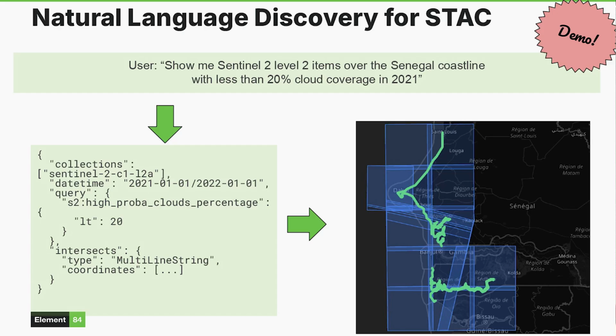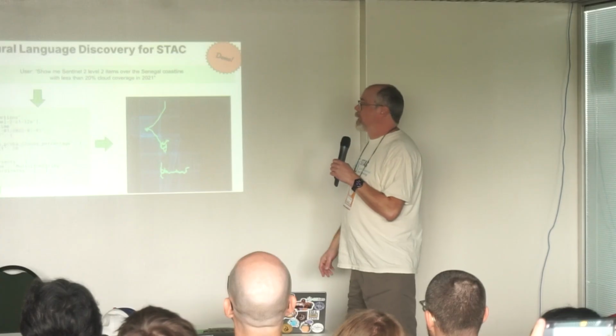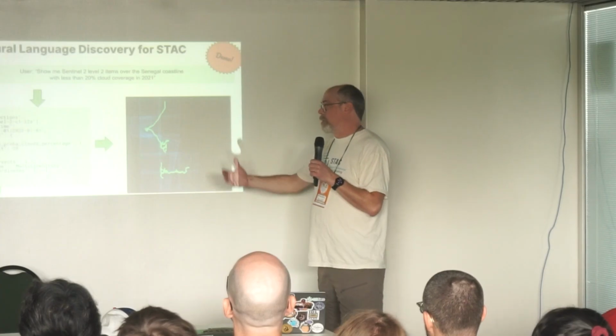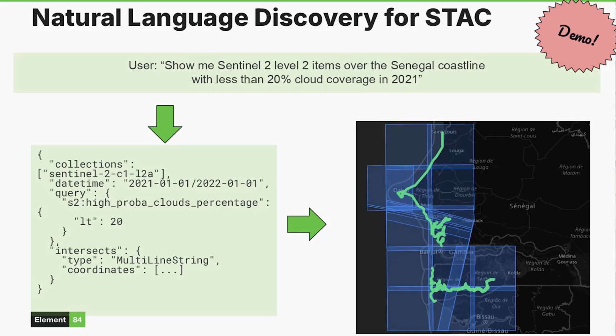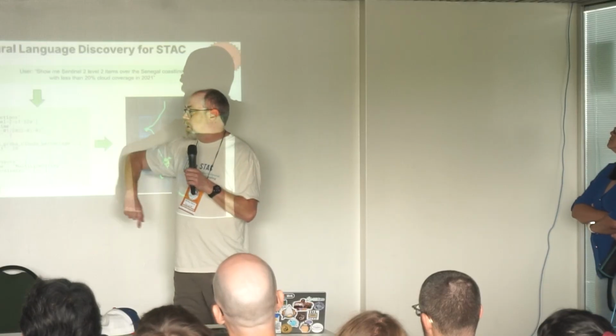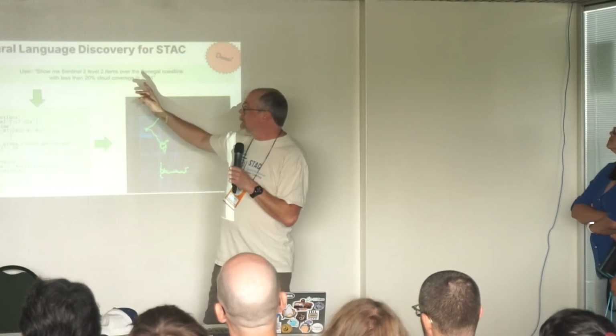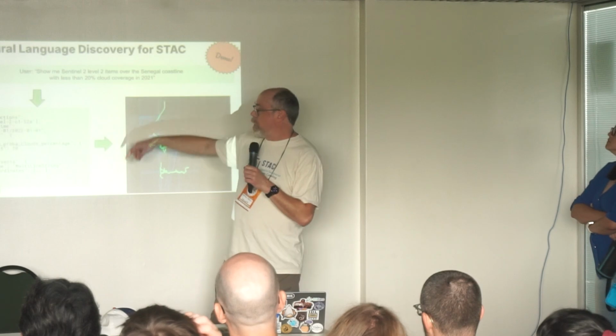In this case, it's show me Sentinel-2 data over the Senegal coastline with low cloud coverage. So it's getting the coastline, and then it's actually creating the STAC query. It figures out the STAC collection. It gets the date time for 2021, and now we can post that directly into the STAC API in order to get these scene results here.